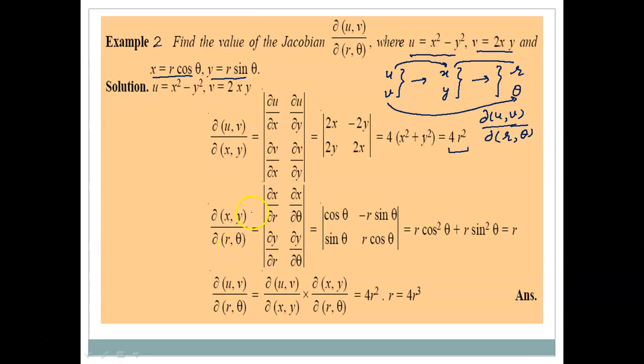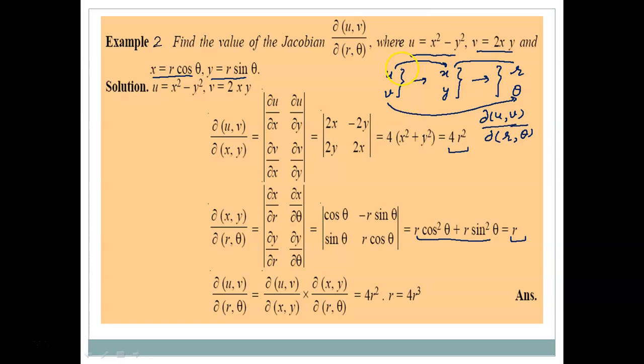The value can be given by this formula here, determinant of del x del r, del x del theta, del y del r, del y del theta. You obtain the values of del x by del r from this. Del x by del r is cos theta, del x by del theta is minus r sin theta. Similarly from here, del y over del r is sin theta, and del y over del theta is r cos theta. So you substitute the values over here and you simplify this determinant, it gives you r.